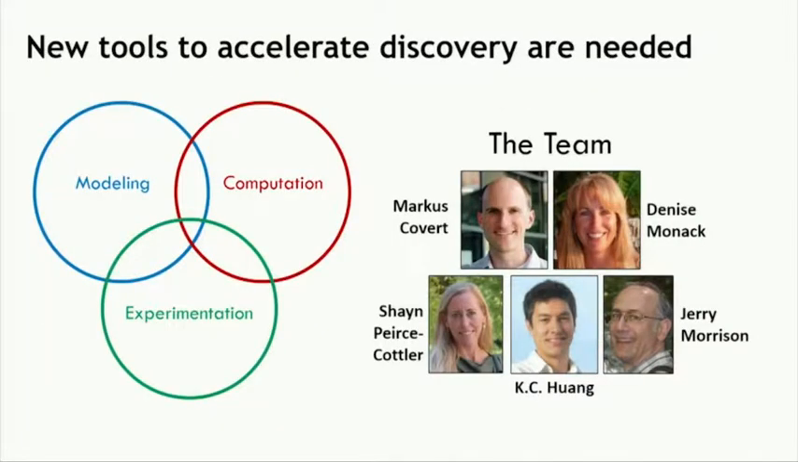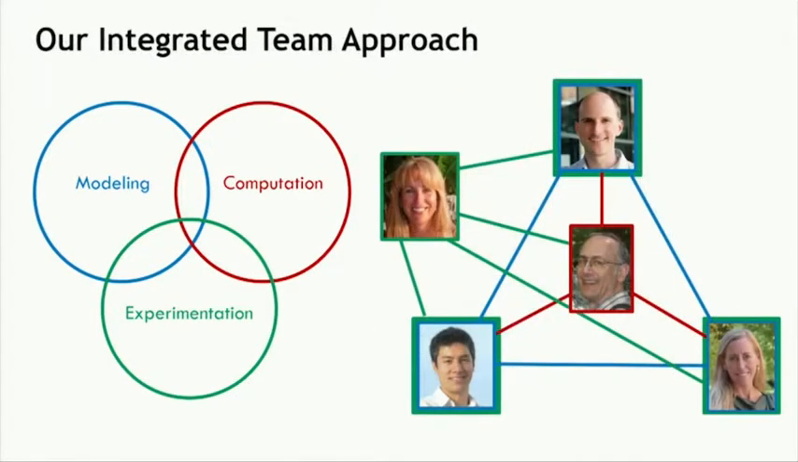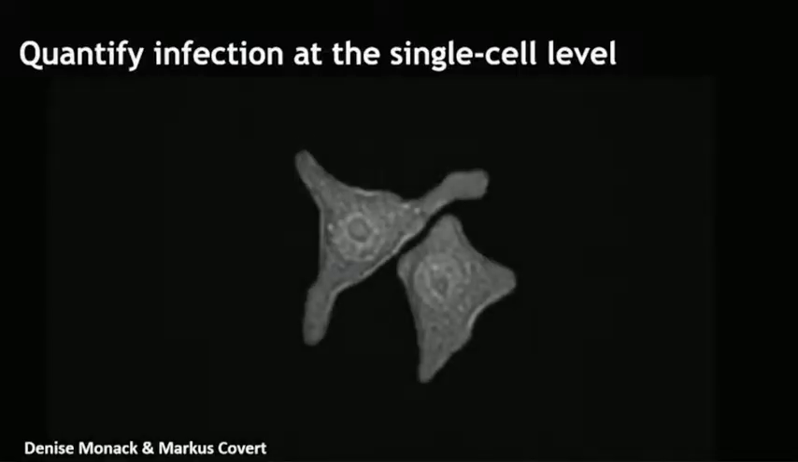So again, these are the members of our team. Marcus, myself, and Casey are biomedical engineers. Casey's also a physicist, and Denise is our microbiologist and immunologist, and then Jerry is our software engineer. So it's a really integrated team. We're all working together on different aspects of the modeling, the computation, and the experimentation. And it's just been an amazingly fun and incredibly productive collaboration over the past few years.